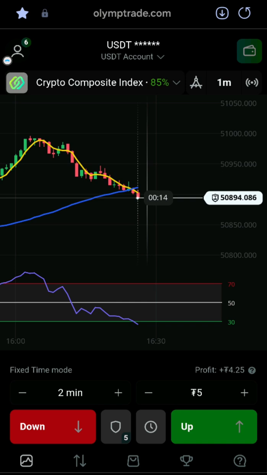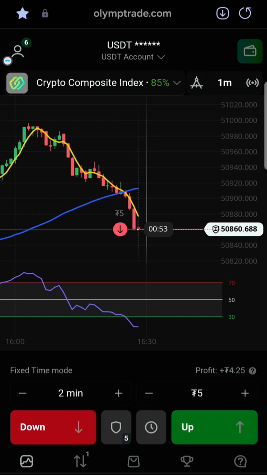So ensure that before you take a trade, your chart frame is 1 minute, your trade duration is 2 minutes, and your money is set to the desired amount. Now let's take a trade quickly. We'll take one trade. After that interception, you can see we are now going down for 2 minutes.